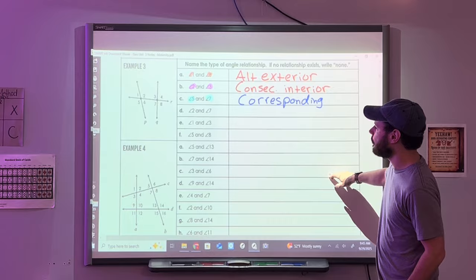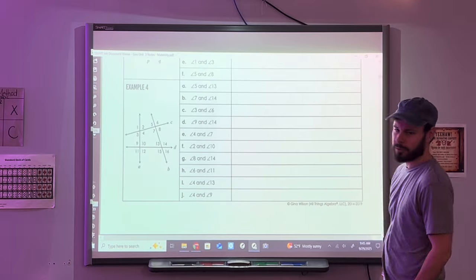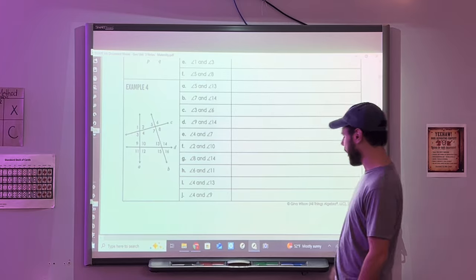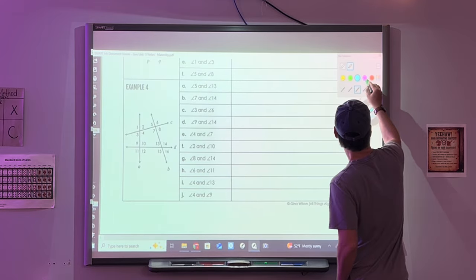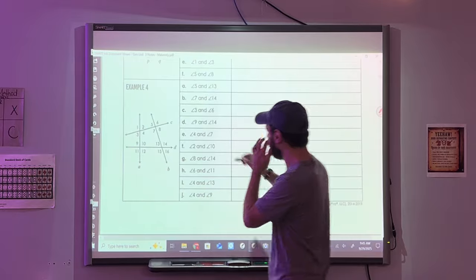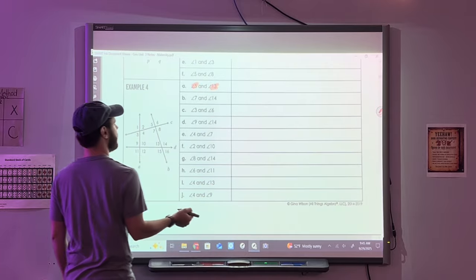That one's not, that one's not. 5 and 8. Now, okay. Down here, something that's a little bit more complicated. Now I have many transversals and lots of different lines. But let's pick it apart, see what we can figure out. 5 and 13.